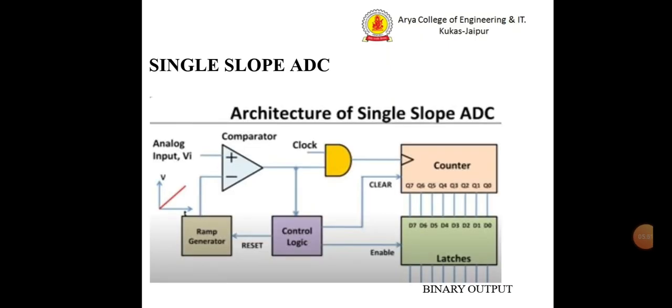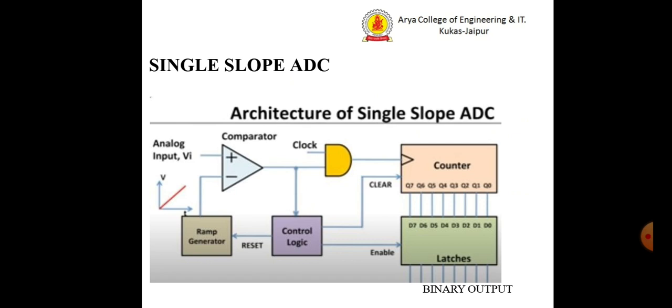Now we move to our second A to D converter. This type is known as single slope A to D converter. This particular slide shows the architecture of the single slope A to D converter. As we can see, it comprises a comparator. The input to the comparator is the desired analog input, which has to be converted to its digital format, and this is applied to the non-inverting terminal of the comparator.